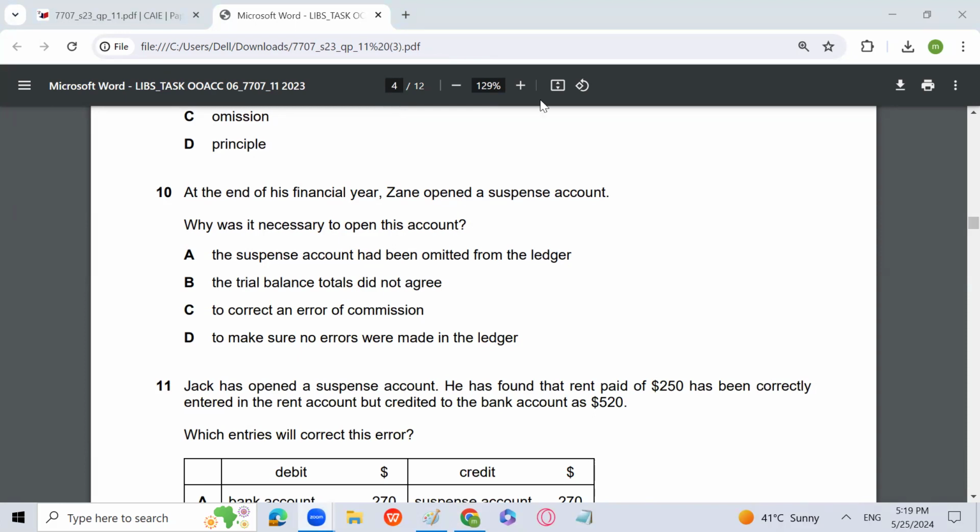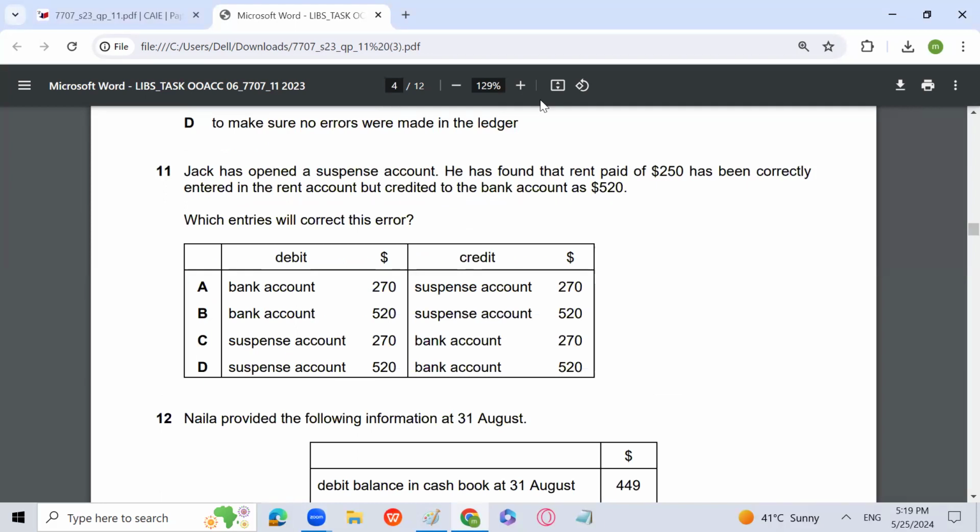Okay, next. Jack has opened a suspense account. He has found that rent paid of 250 had been correctly entered in the rent account, but credited to the bank account as 520. Which entries will correct this error?